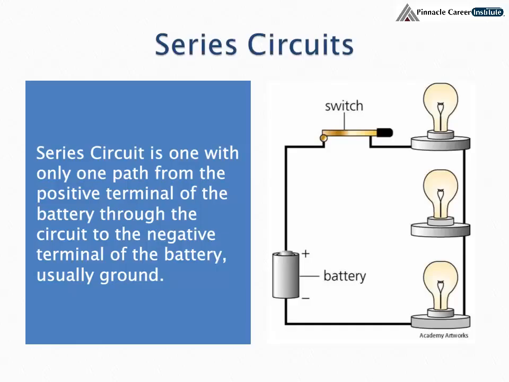Series circuit is there in the diagram. A series circuit is one with only one path from the positive terminal of the battery through the circuit to the negative terminal of the battery. That's how you tell it's a series circuit.